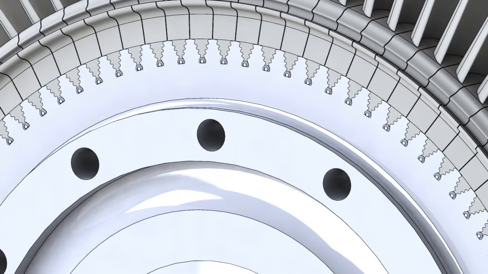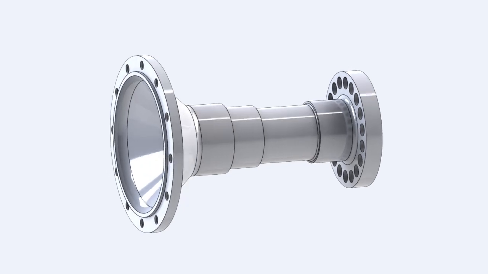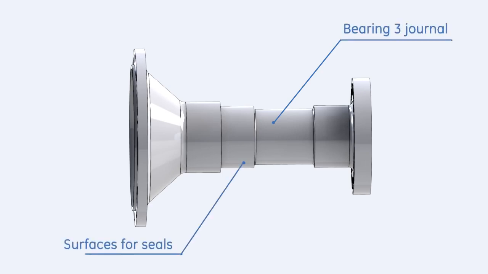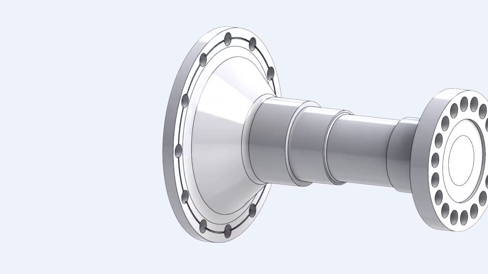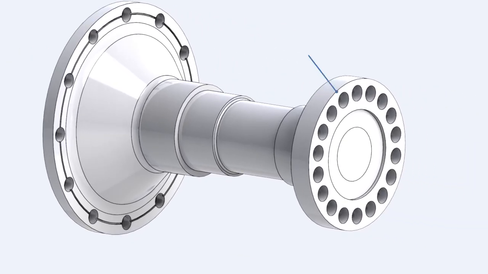The aft wheel shaft is machined to provide the following features: a journal surface for bearing number 3 and surfaces for oil and air seals. Aft balancing groove. Aft flange to connect the turbine rotor to the generator rotor.